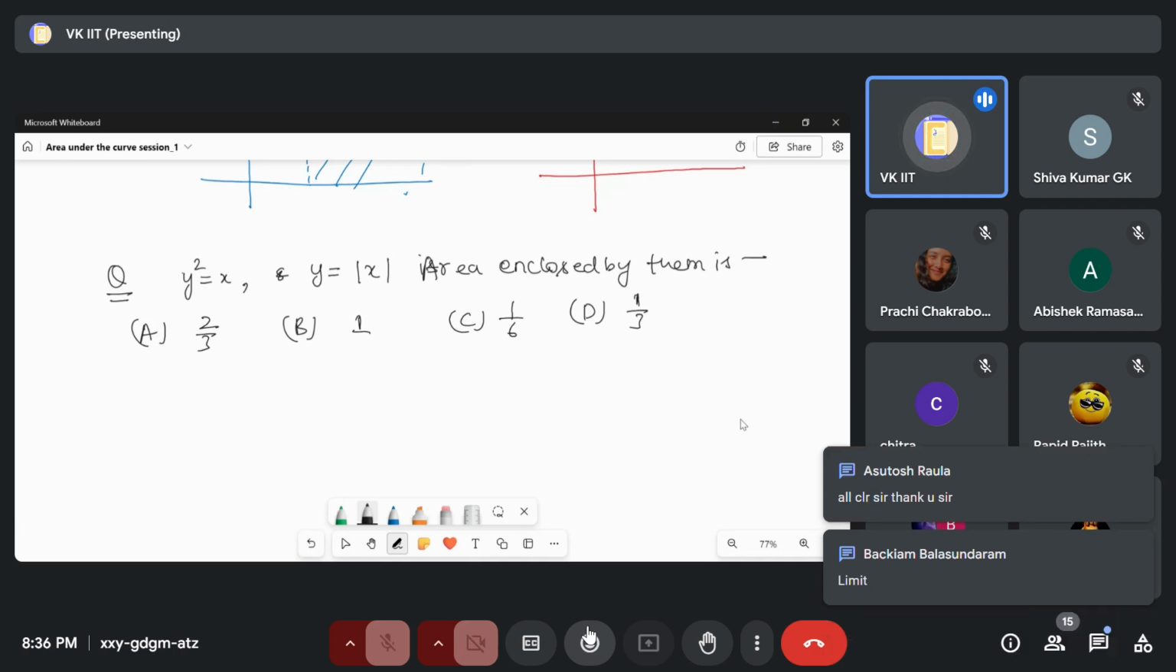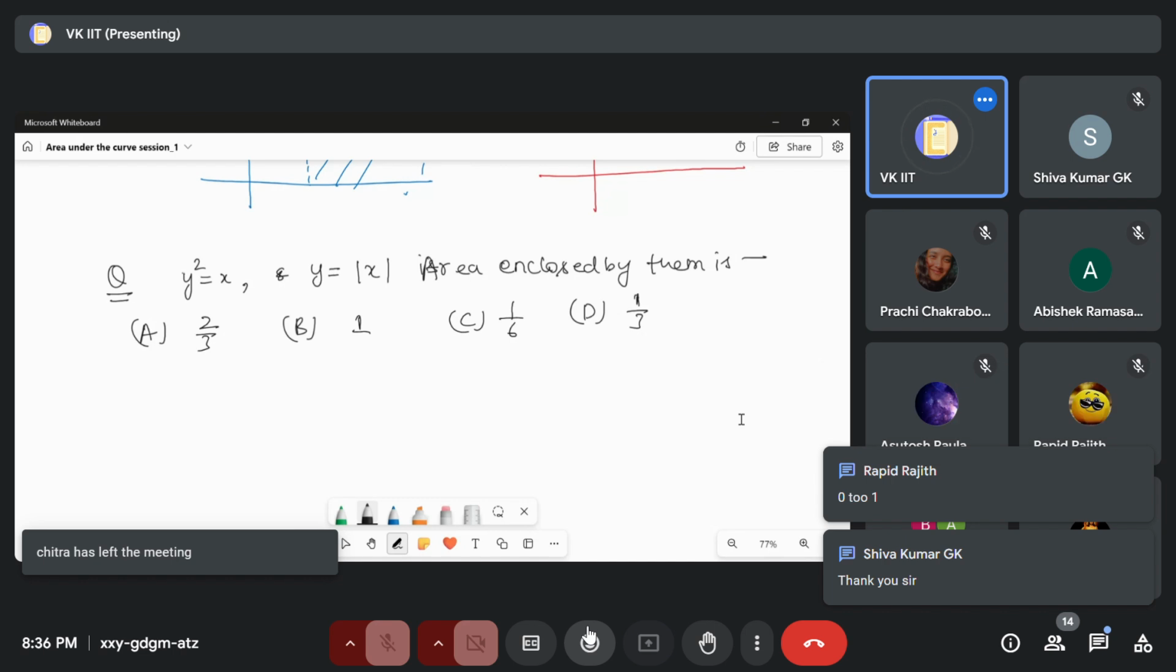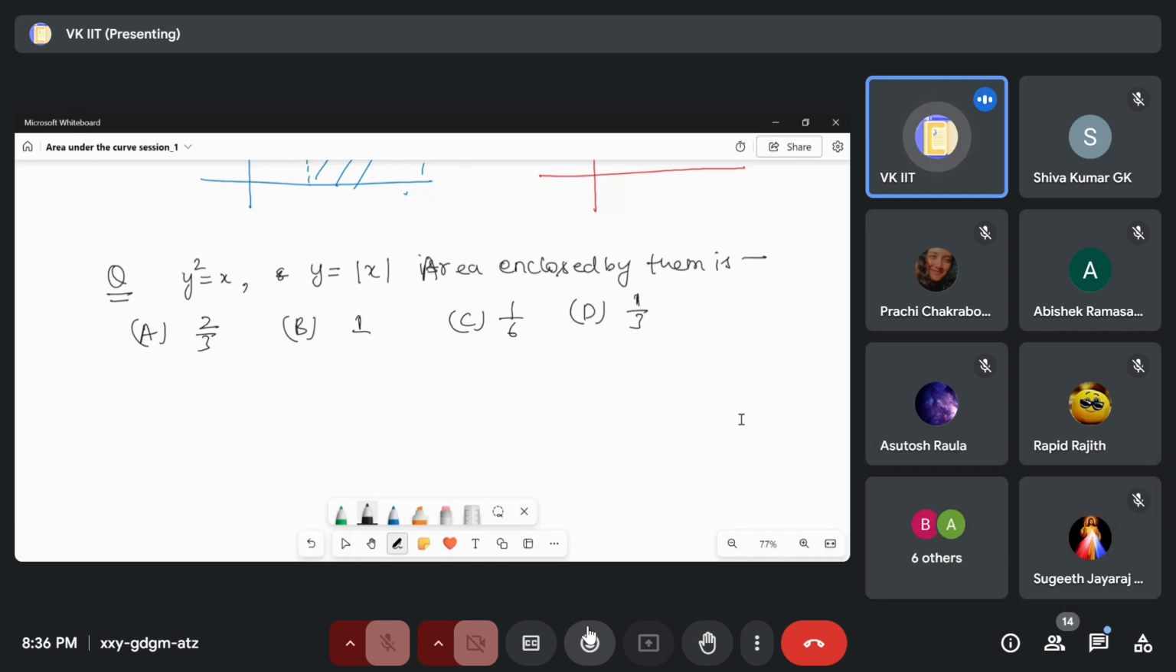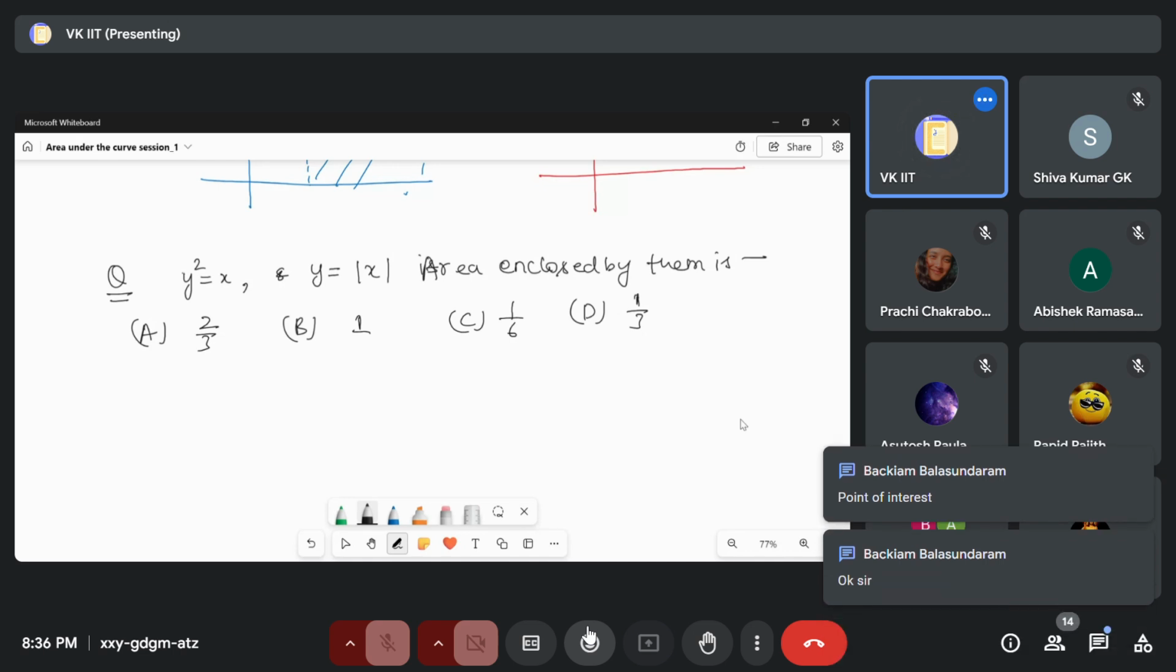Limits, exactly. So limits will be calculated when you draw the functions. When you draw the graph, wherever they intersect, you have to find the point of intersection. Those will be the limits. Got this point? Exactly.